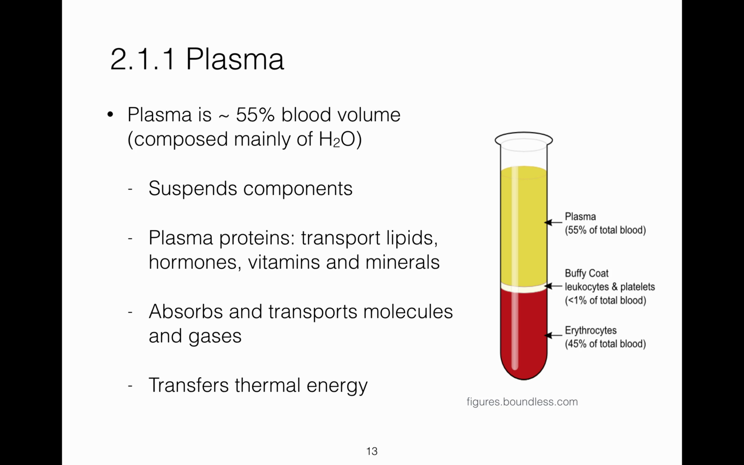As mentioned, plasma has a high water content and comprises about 55% of the blood by volume, and it suspends the other components of the blood. As well as the blood cells, these other components include plasma proteins, which enable the transport of lipids and hormones, vitamins and minerals. Plasma also absorbs and transports molecules and gases, and enables the transfer and elimination of the thermal energy generated by the body's metabolic processes.